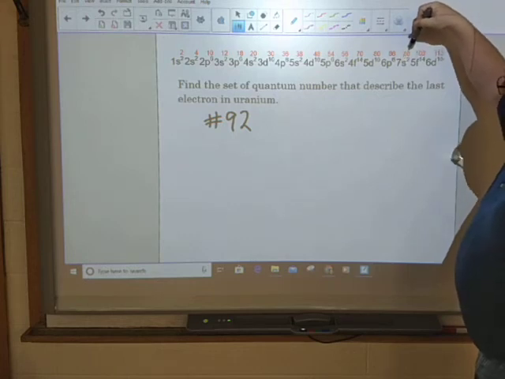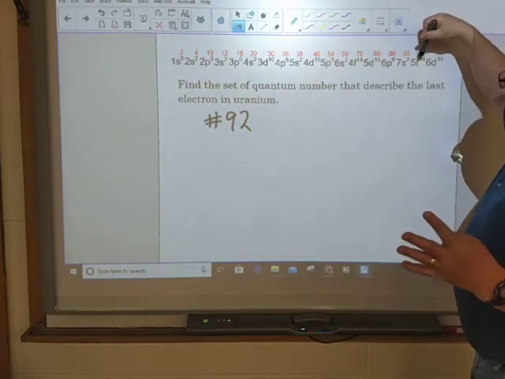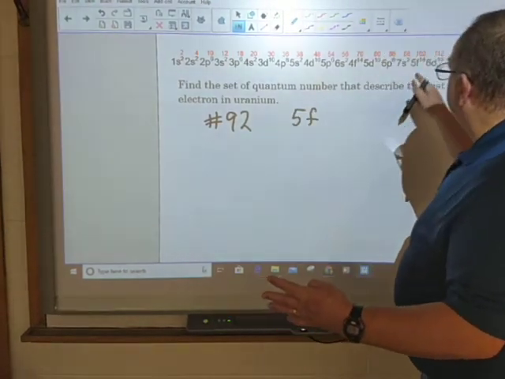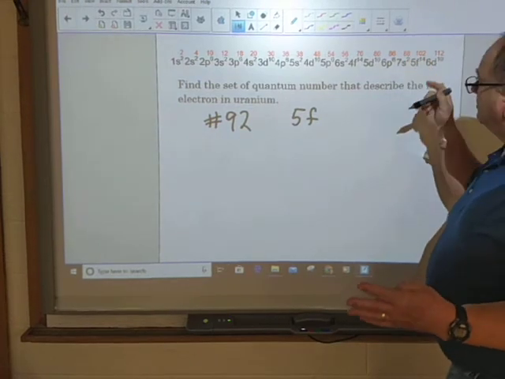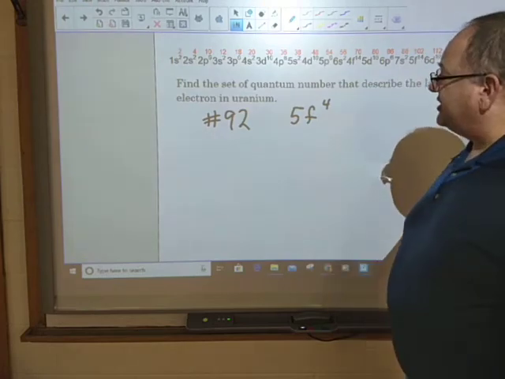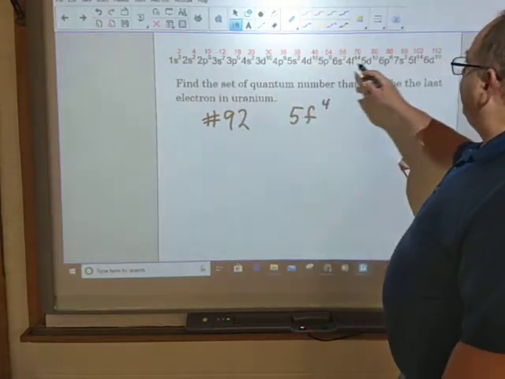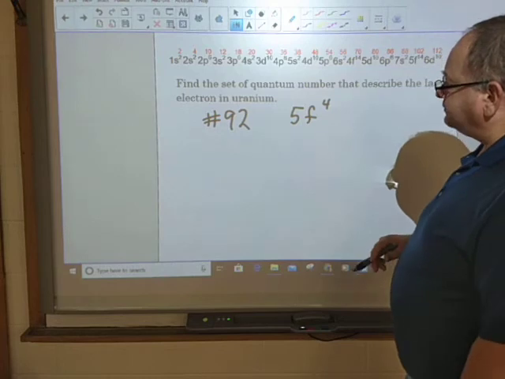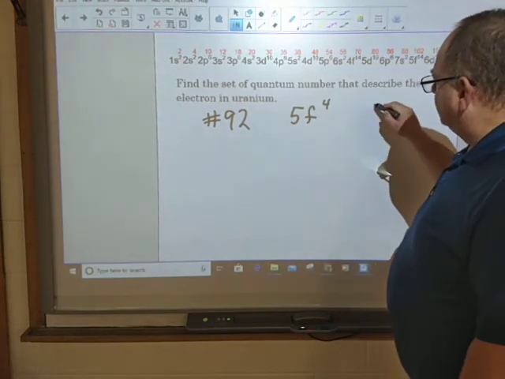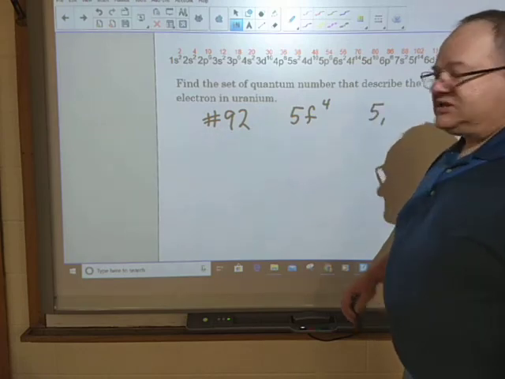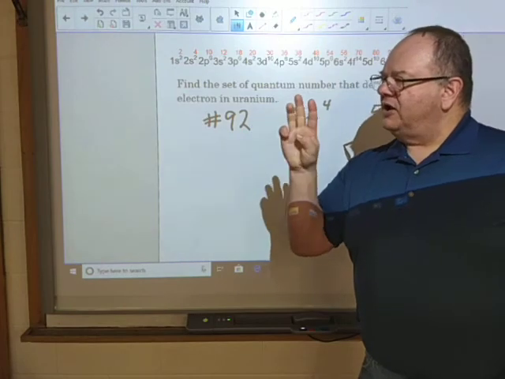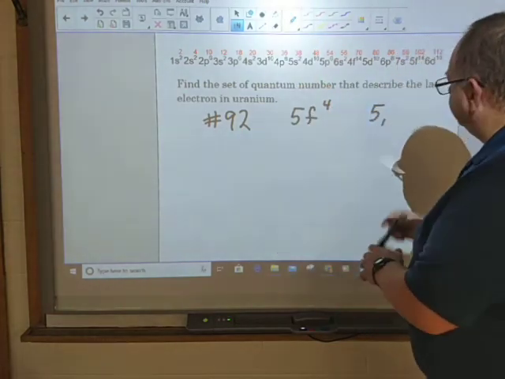7s2 has 88. So I need 4 more. So my next subshell is 5f. And if I need 4 more than the 88, I must have 5f4. That's my best guess. So I know I'm going to have everything up to 5f4. Now what? Well, my first quantum number is told right there. It's a 5. My second quantum number is represented by that letter. Stupid people die first. Second quantum number is a 3.